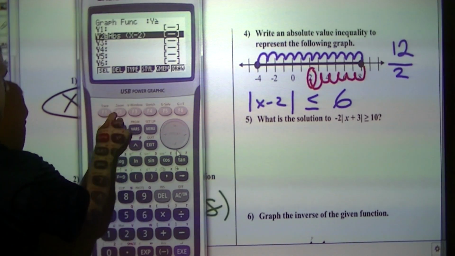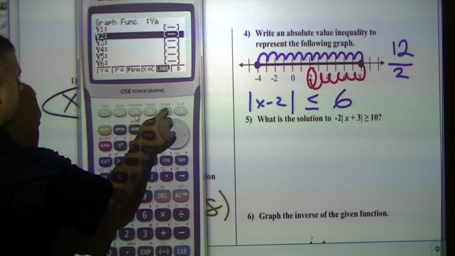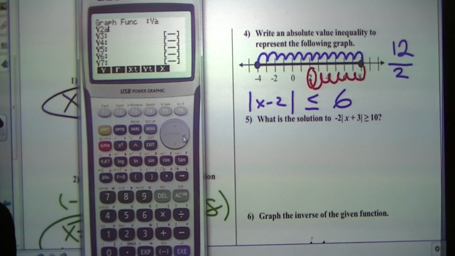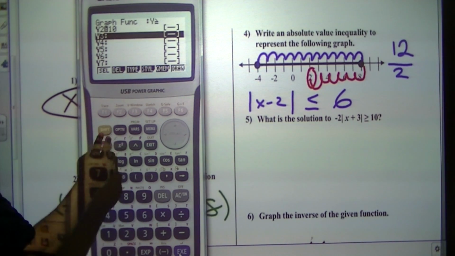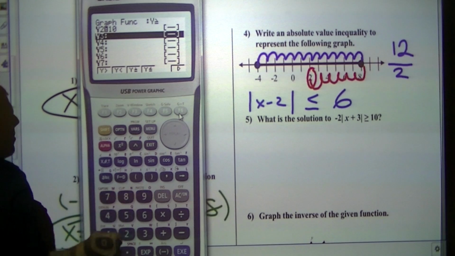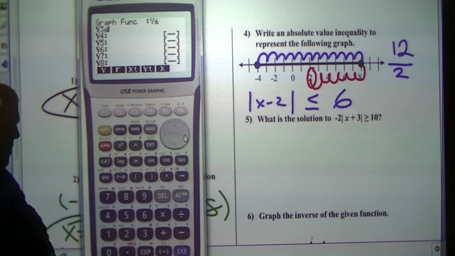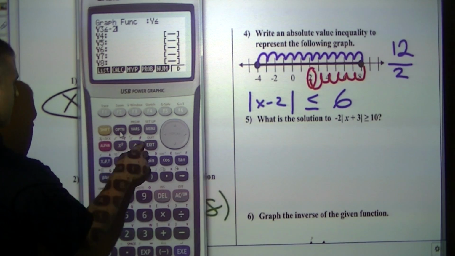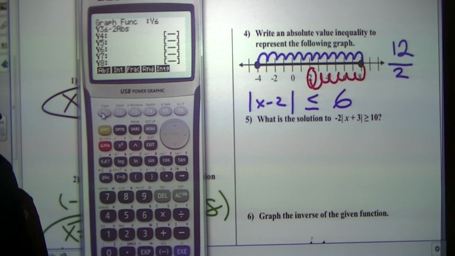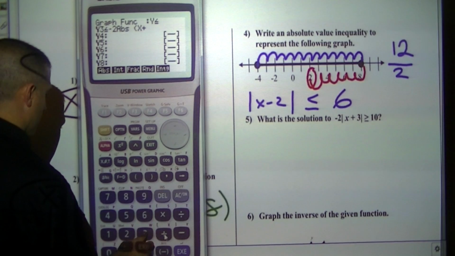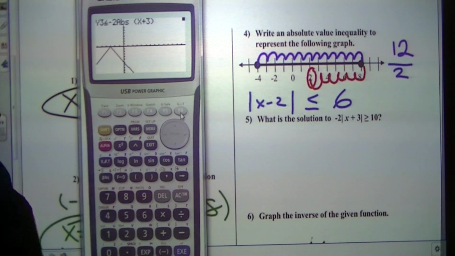Delete, delete. Okay, so type greater than or equal to 10. I'm doing the other side, I'm flipping that around. So type, all right. I'm choosing the other one, which is F4, negative 2, option num, ABS, all right, x plus 3. All right, draw.